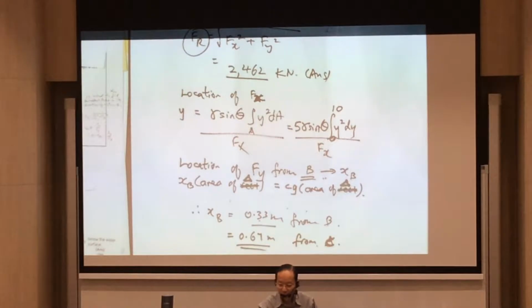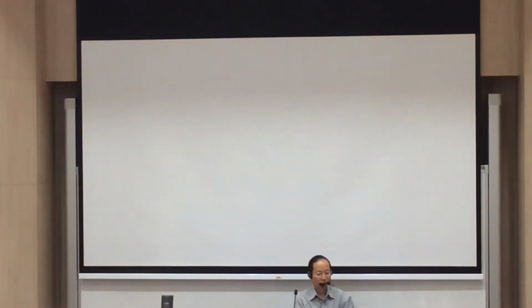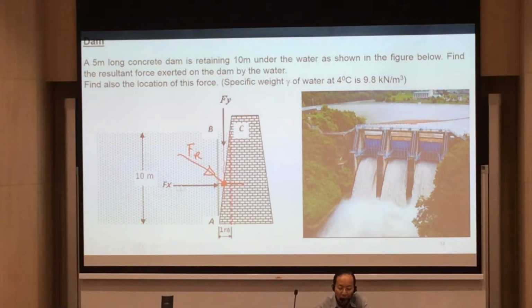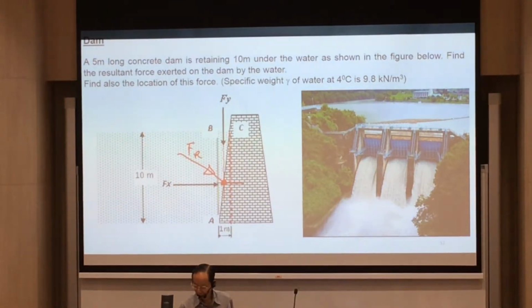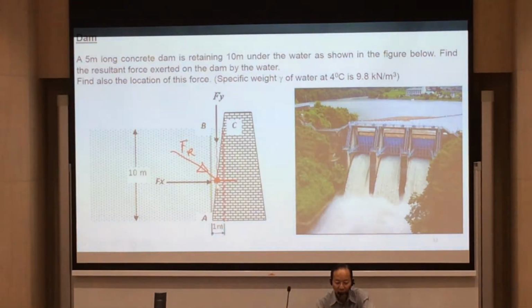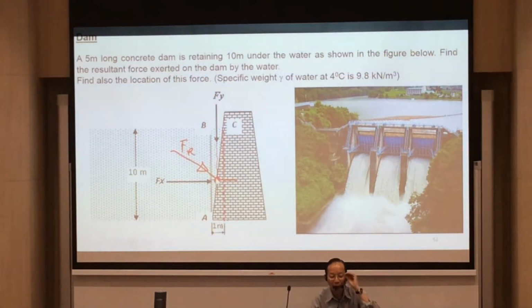Now, if you look at the computer slide, the computer screen, you see that Fy is at 0.33 meter from E or 0.67 meter from C. And we also found, for this question, where the Fx is. Okay? So, since you know where Fy is, which is 0.33 meter from this vertical line, therefore the location of the resultant force must also be at this point. Okay? The location of the resultant force must also be at this point here.